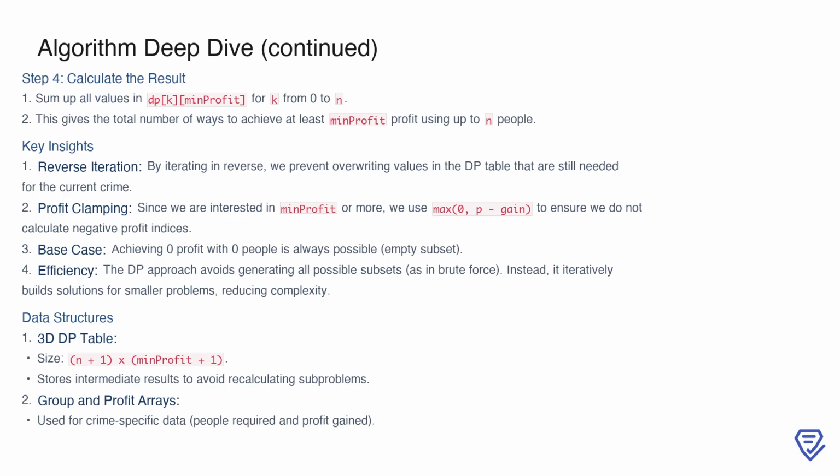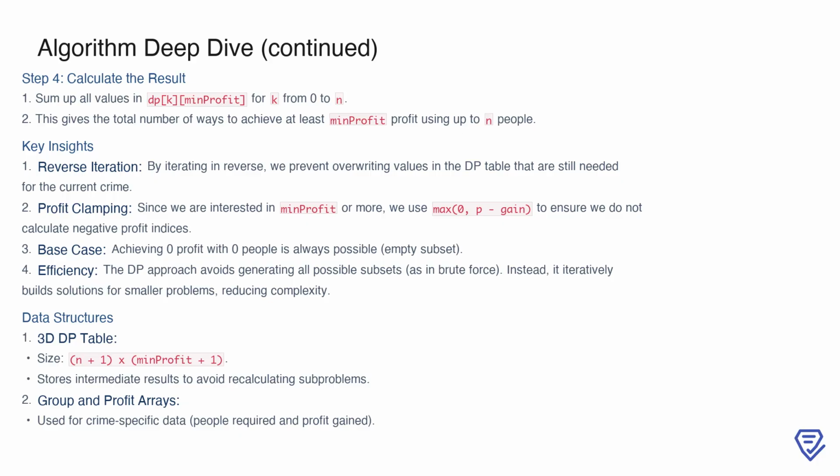After processing all the crimes, we calculate the result by summing up all the values in the dp table for dp k min profit, where k ranges from 0 to n. This sum gives the total number of ways to achieve at least min profit using up to n people. The approach ensures that all possible subsets of crimes are considered without directly enumerating them.